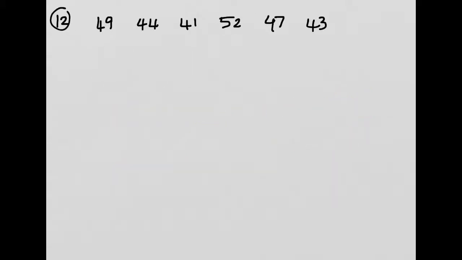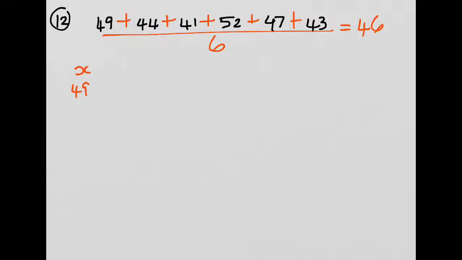Question 12, find the mean and standard deviation. Well, the mean is where you add all these numbers together and then divide by the number you have, which is 6. 46. Now set up your wee table. X numbers are 49, 44, 41, 52, 47, 43. The mean number is 46.